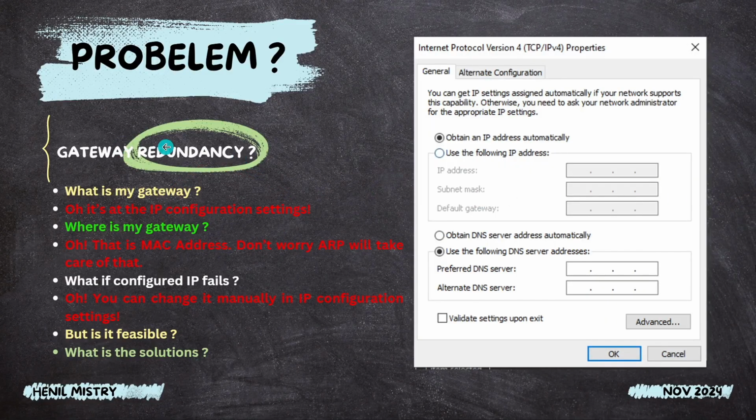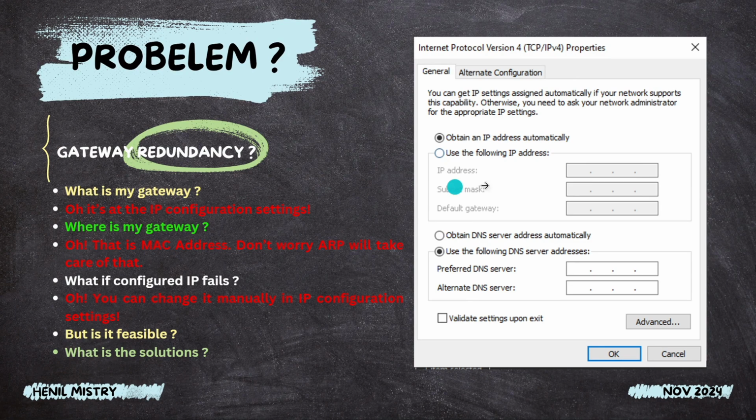So this is the gateway redundancy. You may have seen this kind of dialog box, right? These are the key questions. We use this to configure the IP, and we will not deep dive into this, but these are some of the questions.